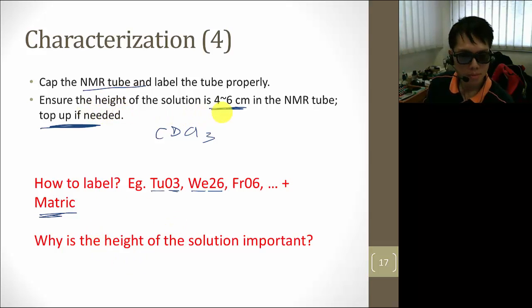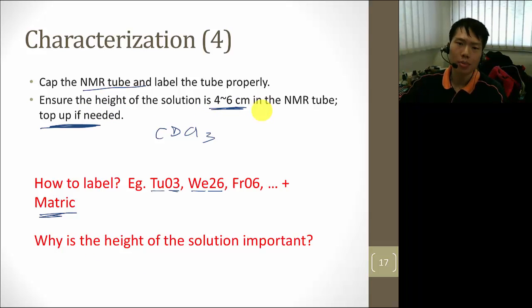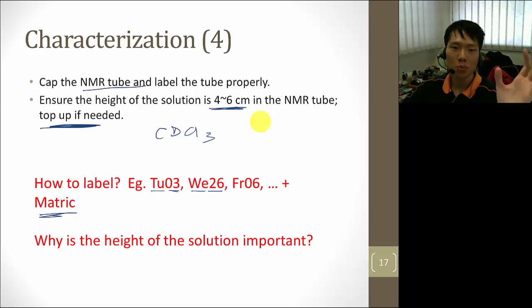Ensure that the height of the solution is about 4 to 6 cm in the NMR tube. Again, it's just an estimation, so if you really want to measure it, use a ruler. If you get 3.9 cm, does it mean that you could add more solvent? It's fine. But if you get something like 2.5 to 3 cm, then you have to top up more solvent. It should not exceed 6 cm because CDCl3 is very expensive. It's very hard to manufacture since the abundance of deuterium on Earth is quite low. So do not waste the solvent, it's really costly.